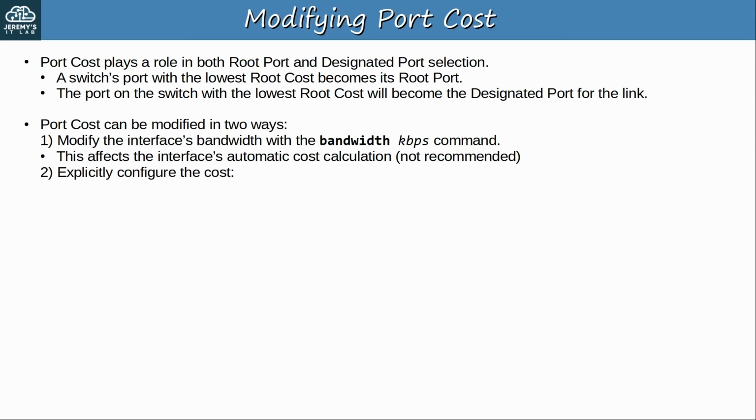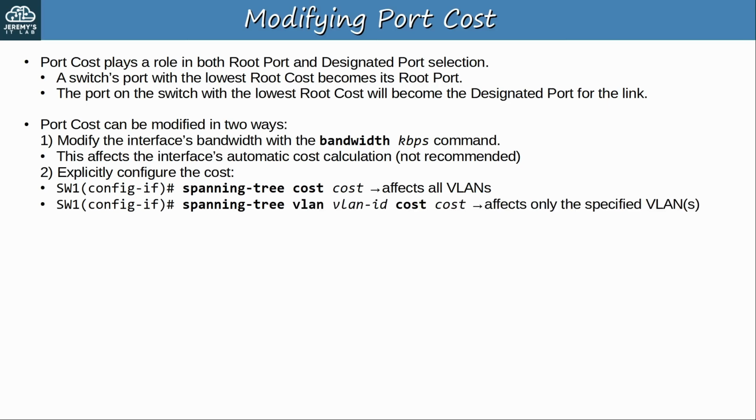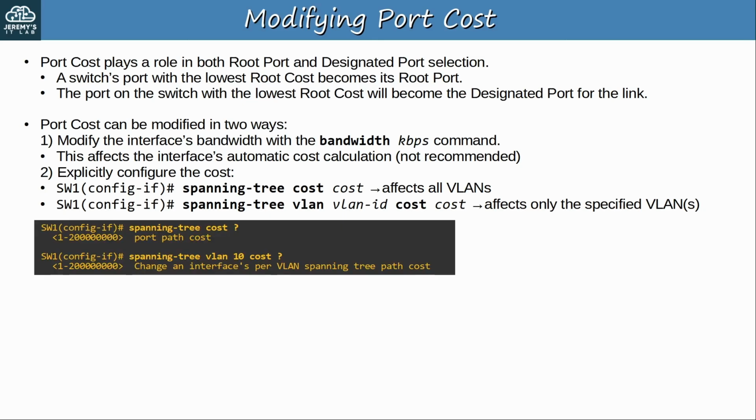The better method is to explicitly configure the cost, which is much simpler. You can use the spanning-tree cost command to modify the cost for all VLANs, or the spanning-tree vlan cost command to modify the cost for a specific VLAN. You can see both options here. Note that if you configure both, the VLAN-specific cost will take precedence.